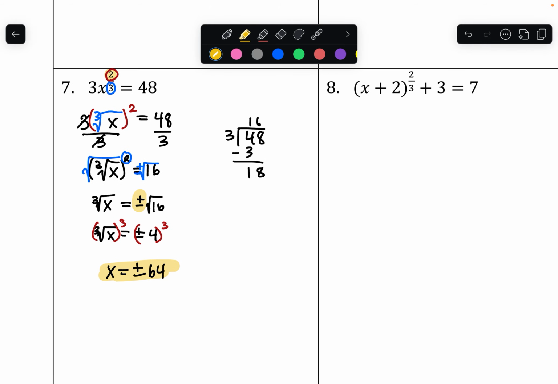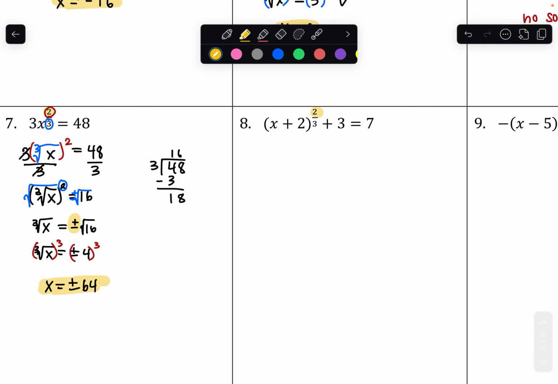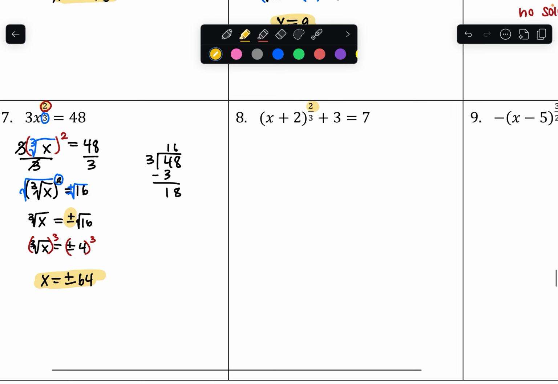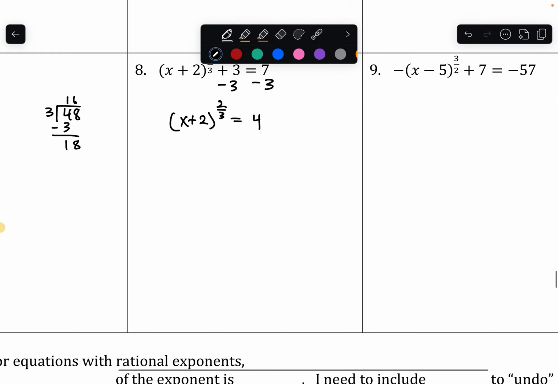Okay, and so remember, when you have a 2 up here, you need the positive and the negative to undo it. Okay, so this next one, again, I have a 2 up here, so I'm going to need a positive and negative. I'm going to get 2 solutions. Okay, first step is let's go ahead and isolate the expression in parentheses. And then let's go ahead and write it in radical notation. I have cube root.